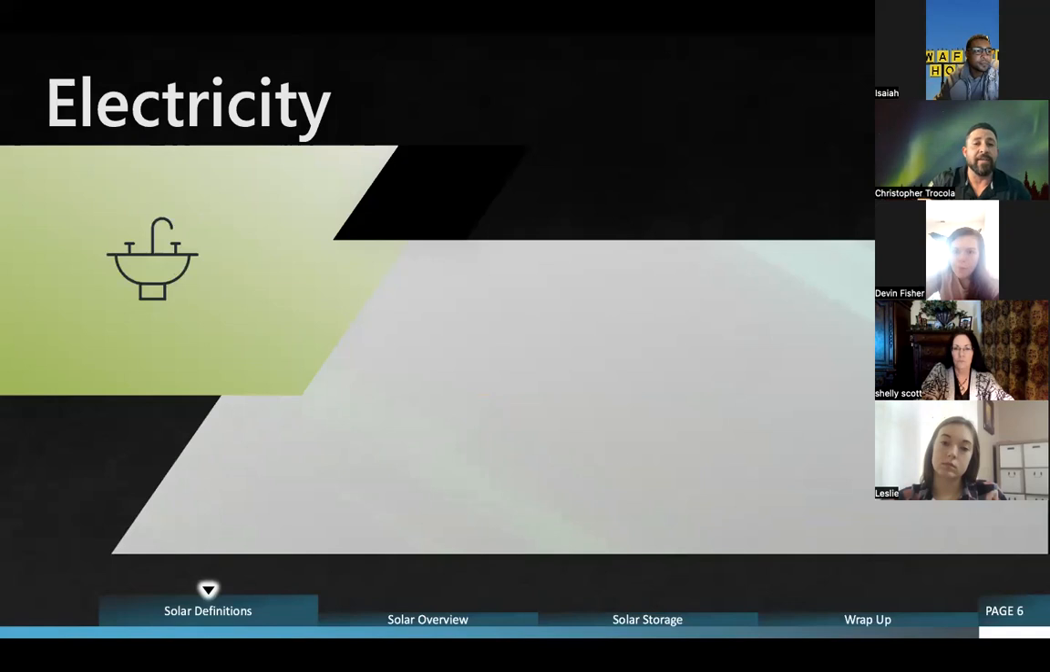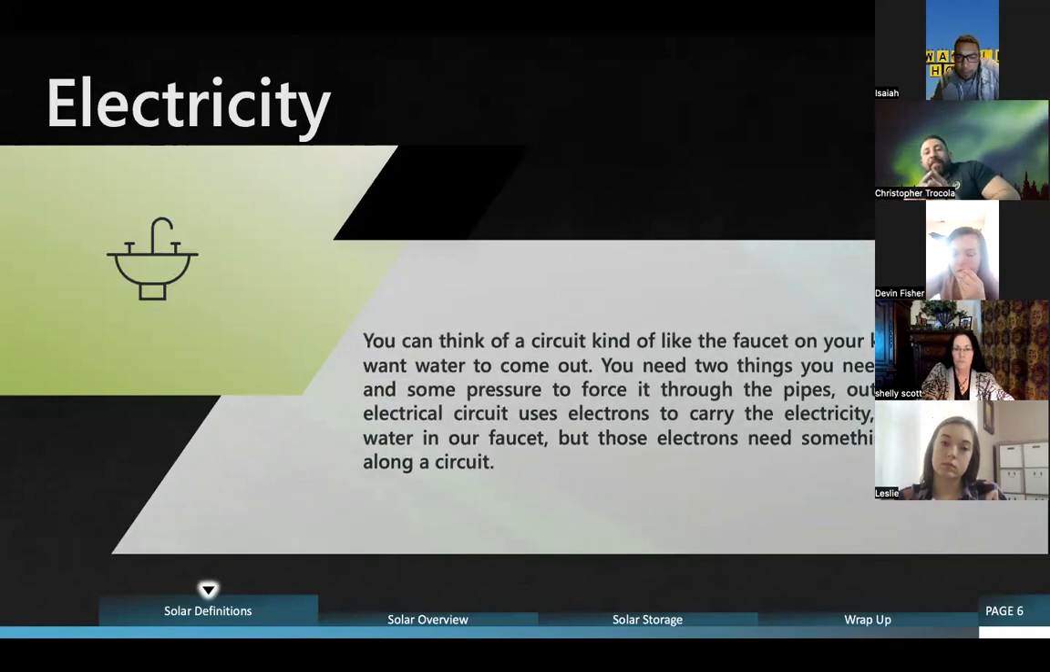So check it out. It works just like this. You can kind of think of your circuit like a faucet on your kitchen sink. If you want the water to come out, you need two things. First, you need the pressure to force it through the pipes, right? And you need the water itself. So the water would be the electricity, right? And you need the pressure in order to make sure that it's pushing it through. Now, an electrical circuit uses electrons to carry the electricity through. So kind of like the water in your faucet, but the electrons need something to push them along the circuit.